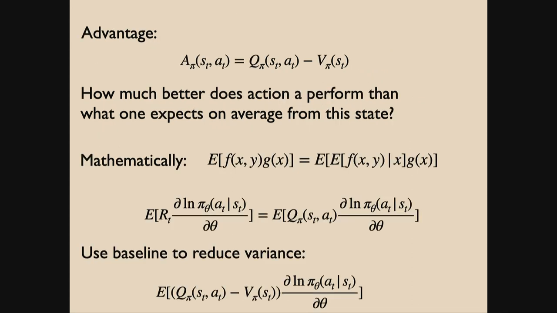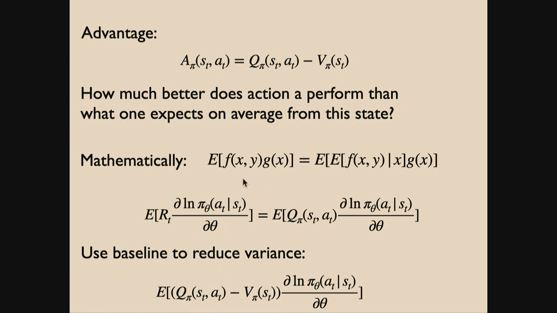Okay. And so what we introduce here is the so-called advantage, the advantage over the average that you did. Yeah? And the advantage is really, if I'm in a certain state and do a certain action, how do I compare against the average results from starting from that state, so against the value function. So Q of S, A, which is action dependent, minus V of S, which is averaging over all the actions according to the current policy. How much better does the action A perform than what one expects on average from this state?